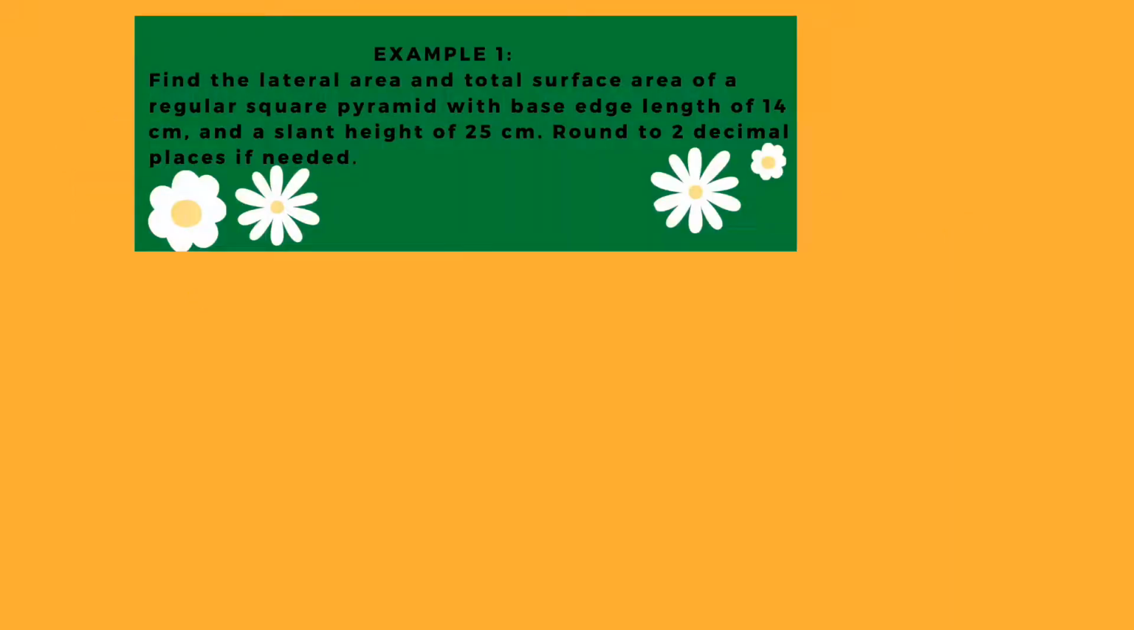All right, so example 1, I ask you to find the lateral area and total surface area of a regular square pyramid with a base edge length of 14 centimeters and a slant height of 25 centimeters. And I ask you to round to 2 decimal places if it's needed. You do have two options when you do both areas. The first option is you can do two formulas, the lateral area formula and then the total surface area formula, or the second way is to use one formula, and we would use the total formula because remember, the lateral is already built into that formula. So just to save a little bit of time, I'm going to go ahead and use the total formula.